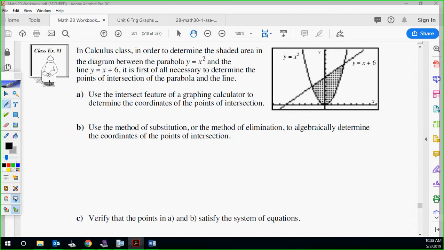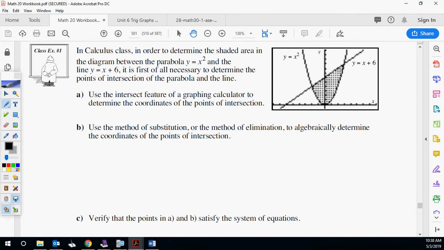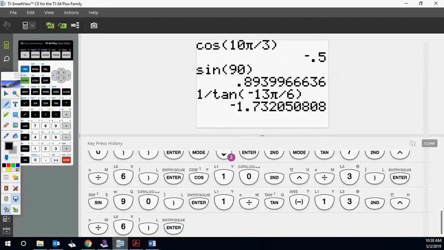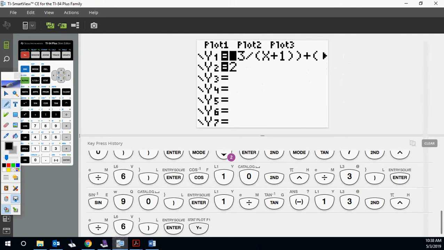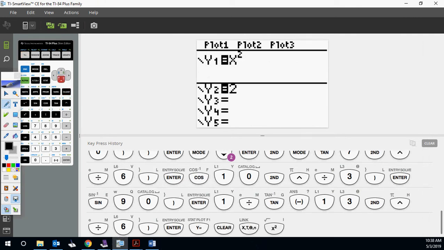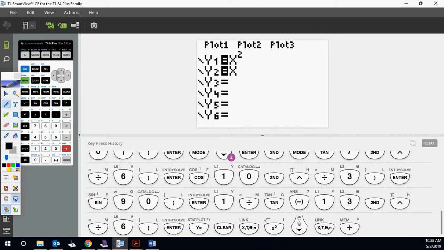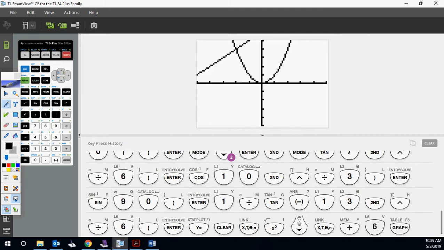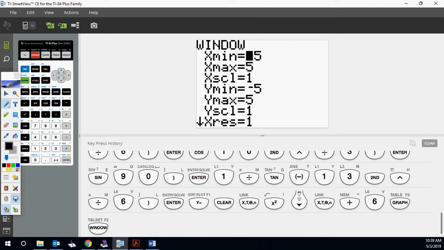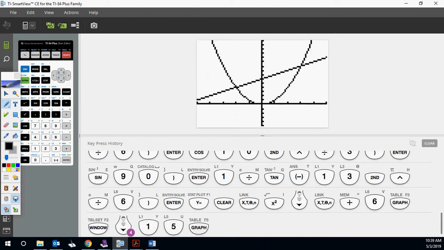If we go to our calculator, we're going to put x squared in y1 and x plus 6 in y2. So we go clear, x squared, and x plus 6. I'm not sure if my window's good, we'll see. Nope, need a little bigger. My max should probably go to maybe 15. There we go.